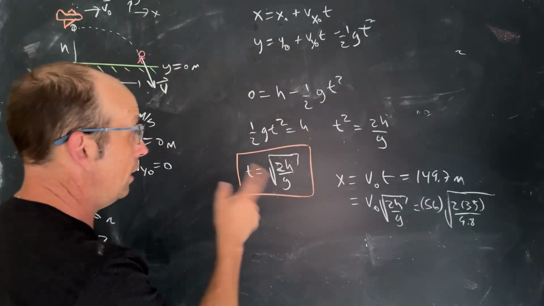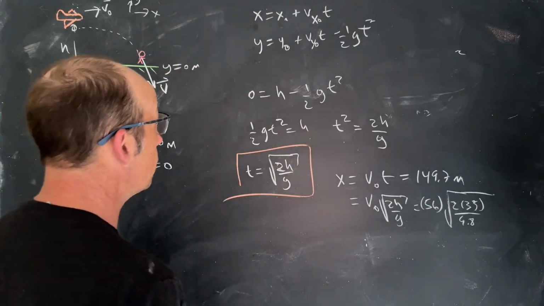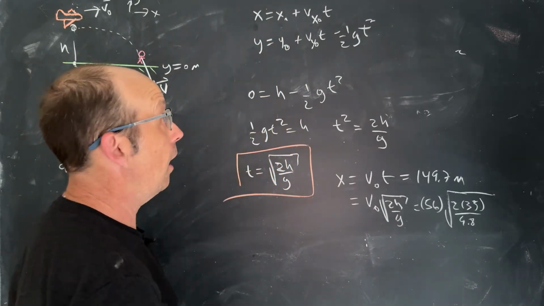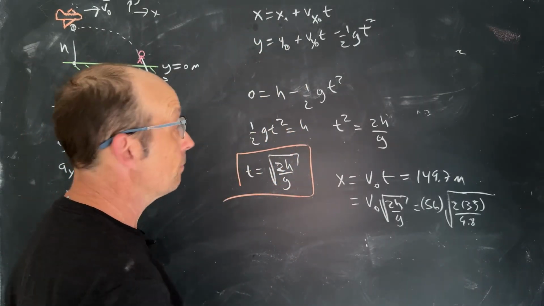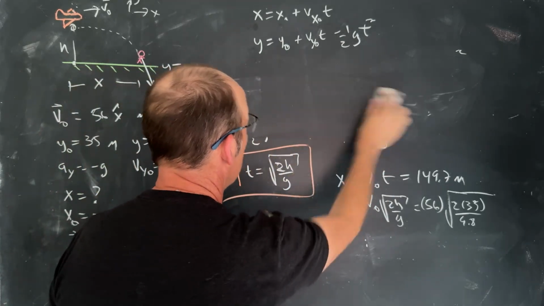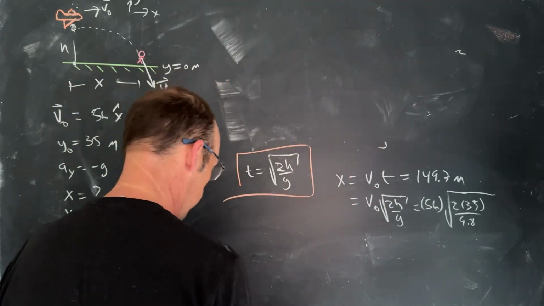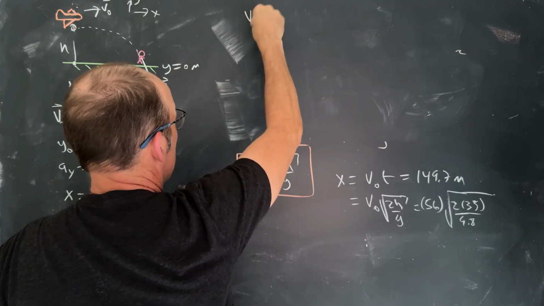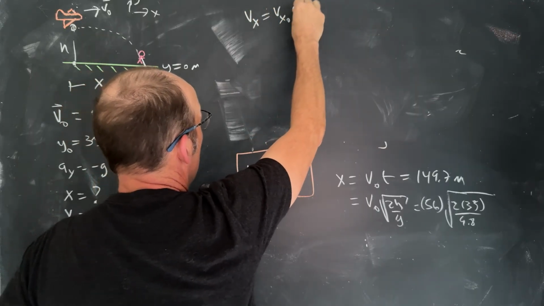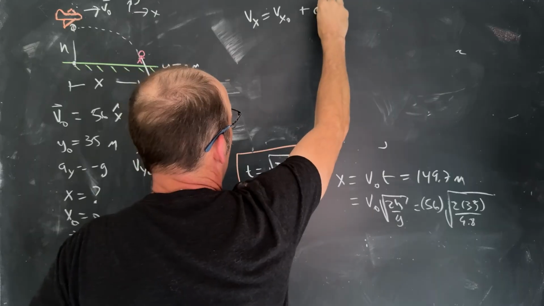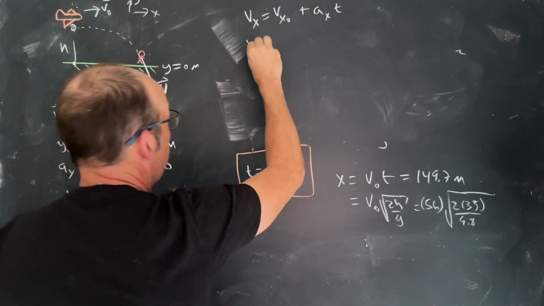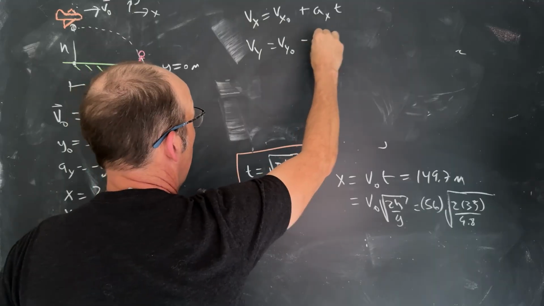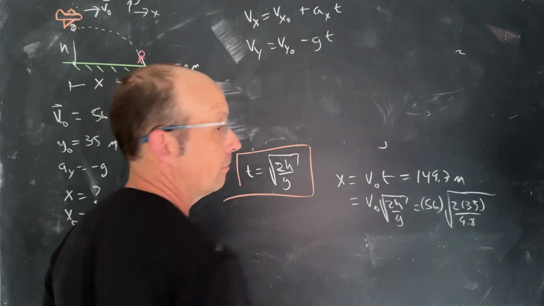Okay, we're going to need this time. So let's just go up here, and instead of using this equation, because it doesn't have the final velocity in there, let's use a different one. Let's use this. Vx is Vx0 plus axt. Vy is Vy0 minus gt.